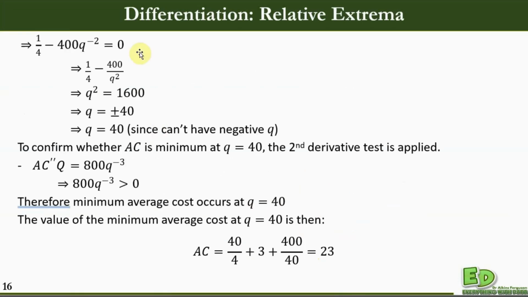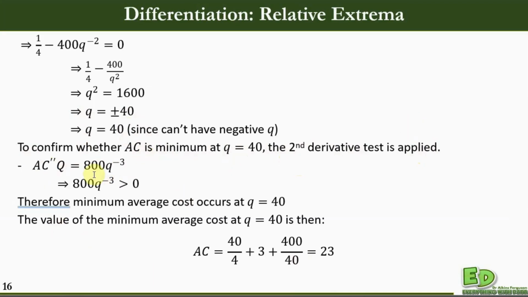So after doing that, we have this, and then our quantity will be plus or minus 40 because of the square here, and then we have a square root here. We are going to get plus or minus 40. And then since we can't produce negative units, we can't say we are producing negative 40 units. No. So Q is equal to 40. To confirm whether our average cost at Q equals 40 will give us the least average cost, the second derivative test is applied, the sufficient condition.